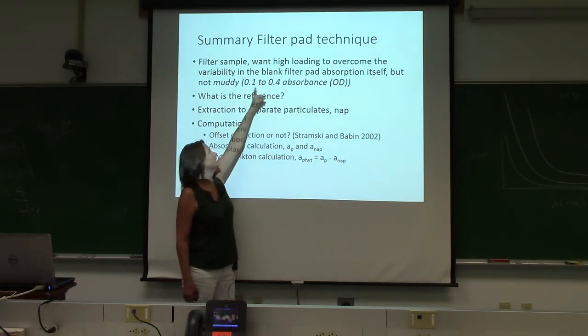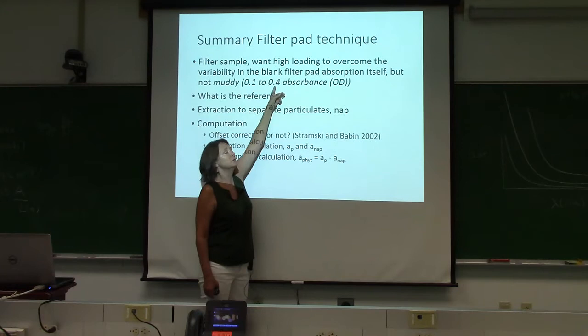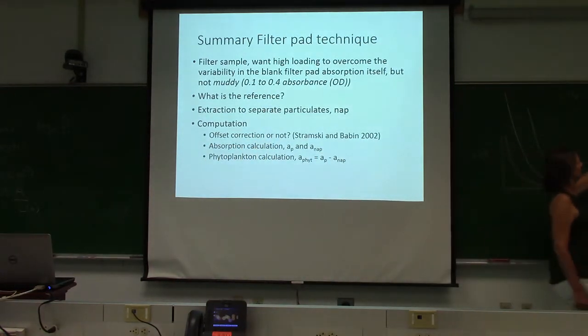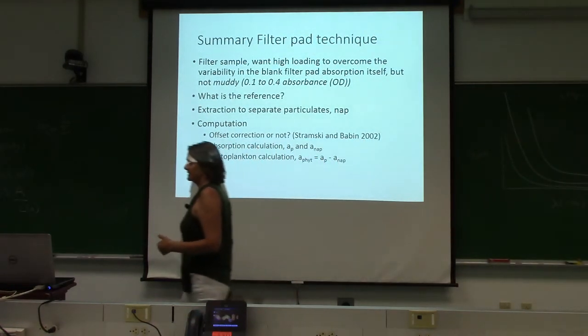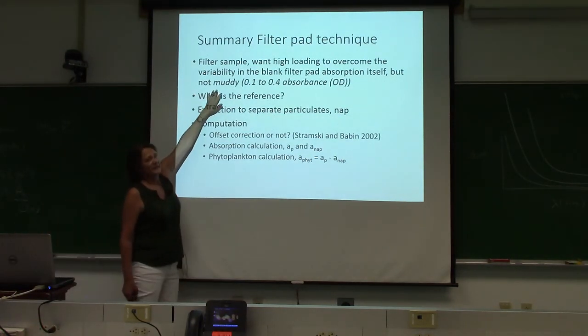So if it's phytoplankton, your red peak will be around 0.1, and your blue will be around 0.4, to keep yourself in this range of between 0.1 and 0.4 in optical density units. If you're beyond that, it starts to become nonlinear. So you don't want it to look muddy.